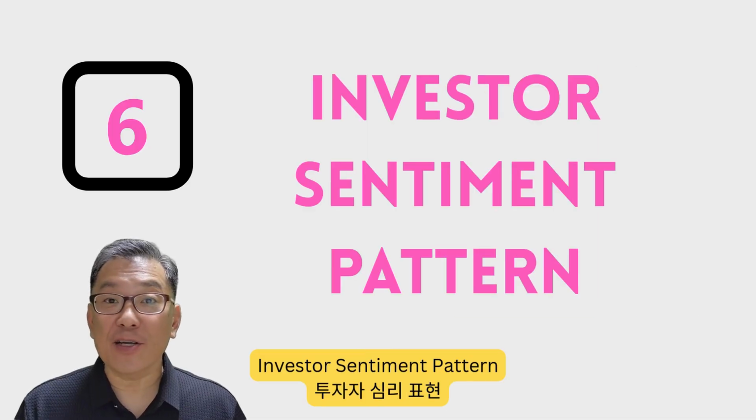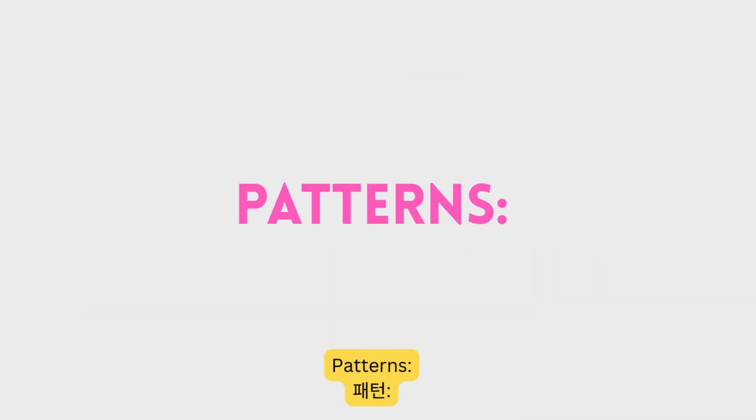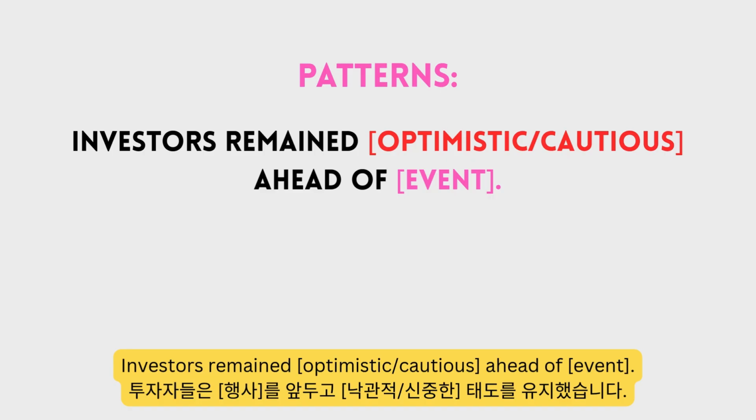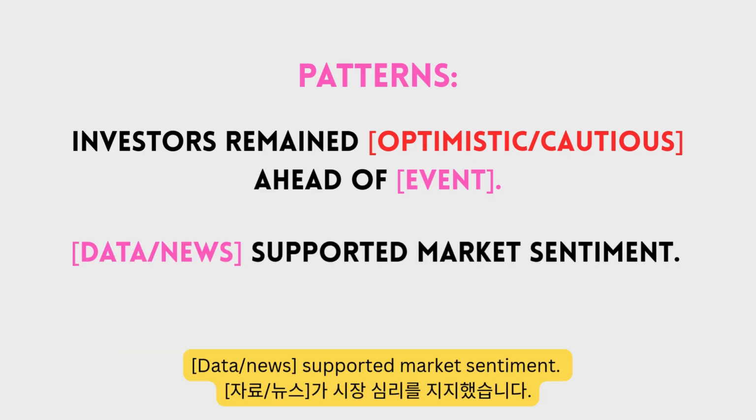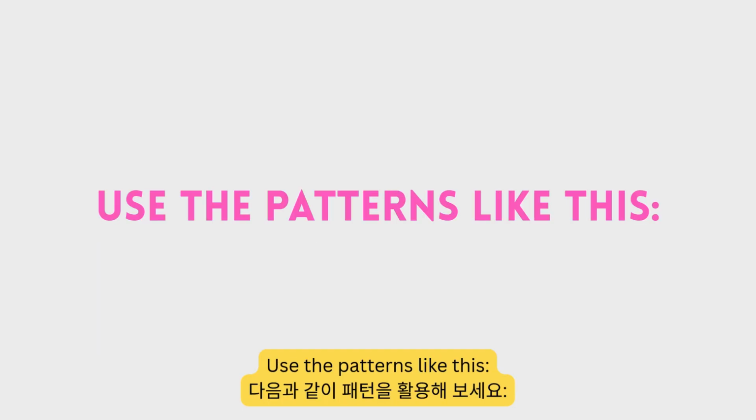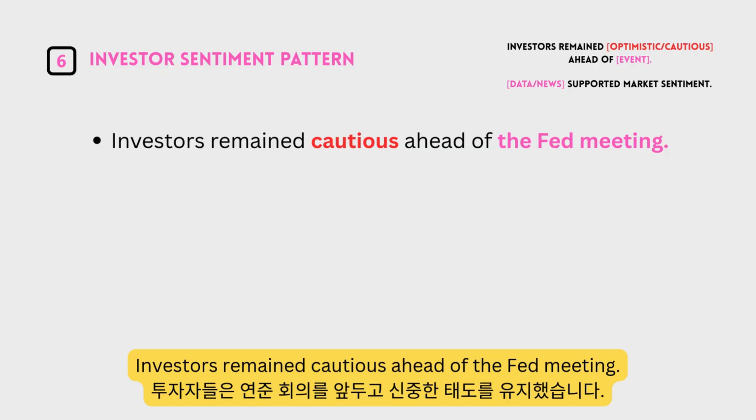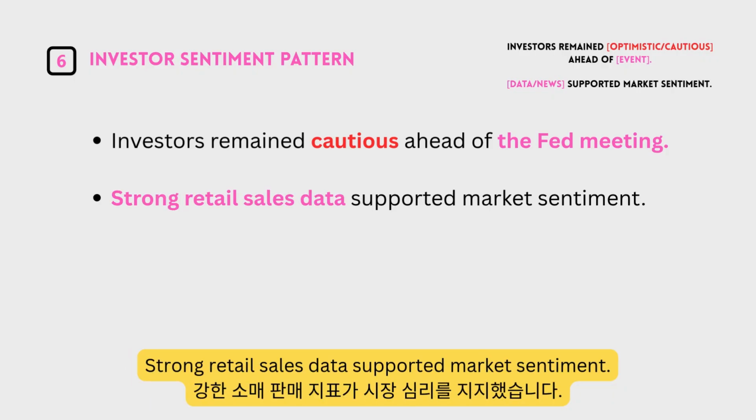6. Investor sentiment pattern. Patterns: Investors remained optimistic, cautious ahead of event. Data, news supported market sentiment. Use the patterns like this. Investors remained cautious ahead of the Fed meeting. Strong retail sales data supported market sentiment.